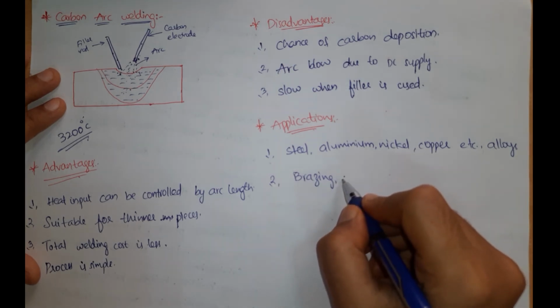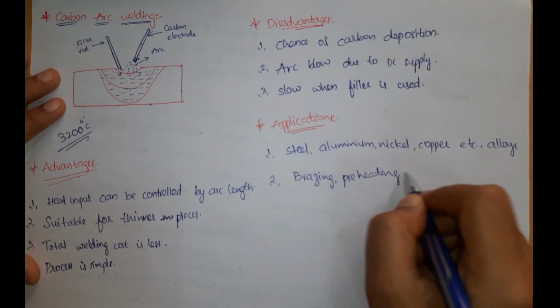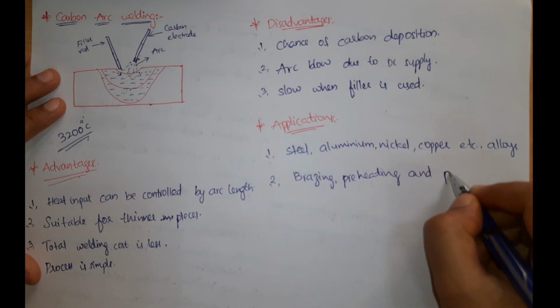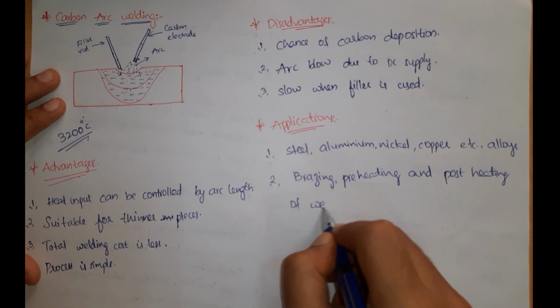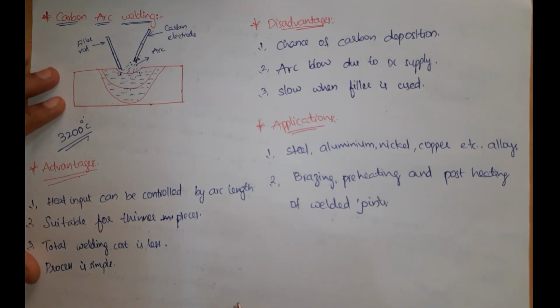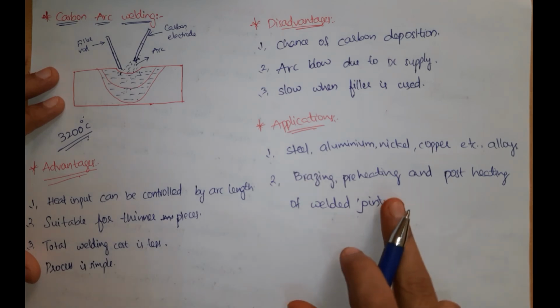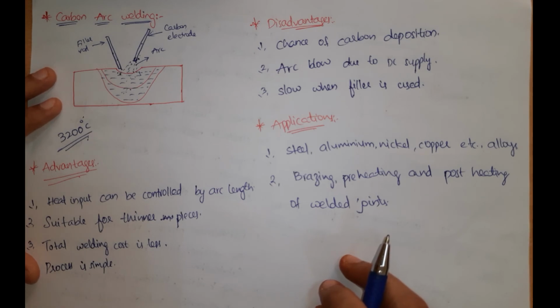After preheating and post-heating also, this kind of arc welding can be used, for preheating and post-heating of welding joints. This means the actual welding is done by some other method, but at the end there might be a need for some more changes in the welded part. In such cases, carbon arc welding may be used as a preheating method, and after welding, carbon arc welding can also be used as a post-heating method.